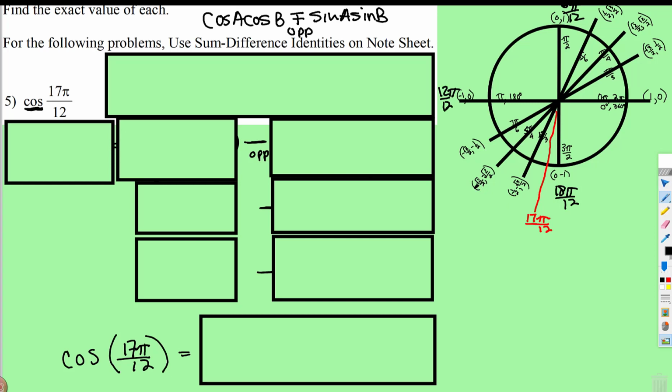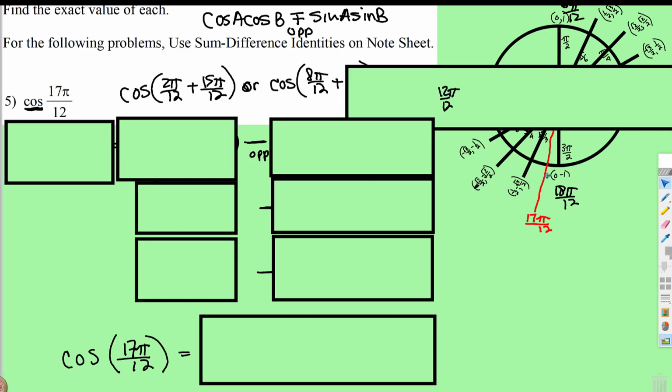All right, here's the identity of this sum difference. Cosine A times cosine B, the opposite of whatever you're going to put inside the parentheses. So if in the parentheses is a plus sign, it'll be a subtract sign when you put it into the identity. Sine of A times sine of B.